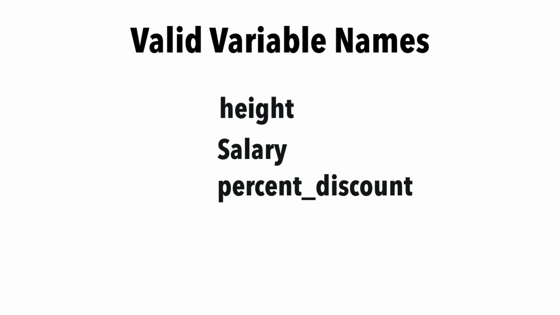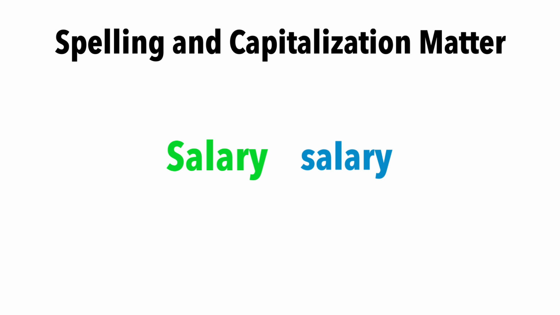Naming variables. In general, variable names can contain upper or lower case letters, numbers, and the special character underscore. Examples of valid variable names are height, salary, percent_discount, max_weight. Using the underscore, as well as varying the capitalization in a variable name, can make longer variable names more readable. Be careful. Spelling and capitalization do matter in programming. As a result, the names Salary, starting with an uppercase S, and salary, starting with a lowercase s, will be treated by a program as two different variables.